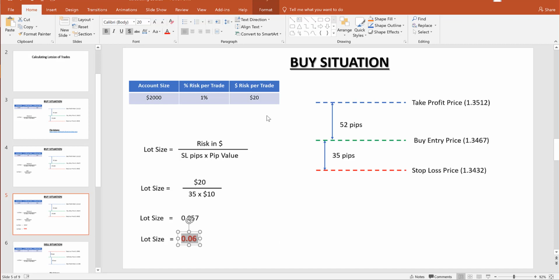Yeah, and that means that if you lost that trade at 35 pips, you will only lose 1% of your account. It's important you know this.